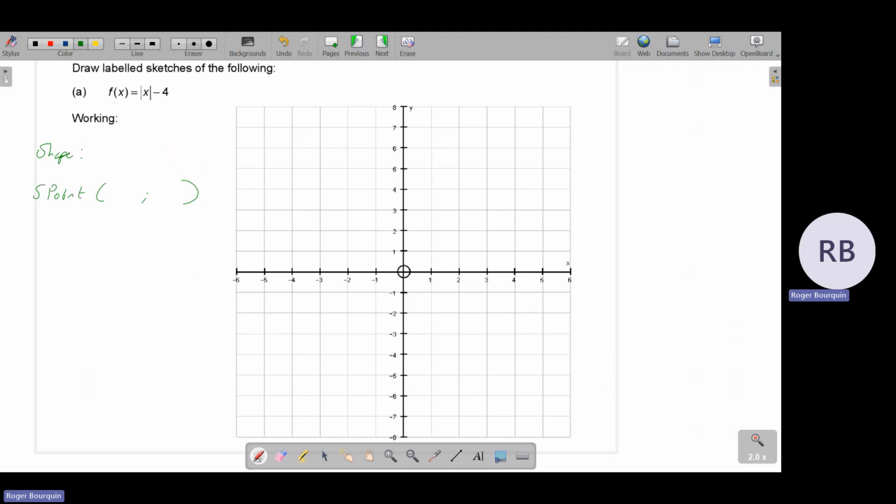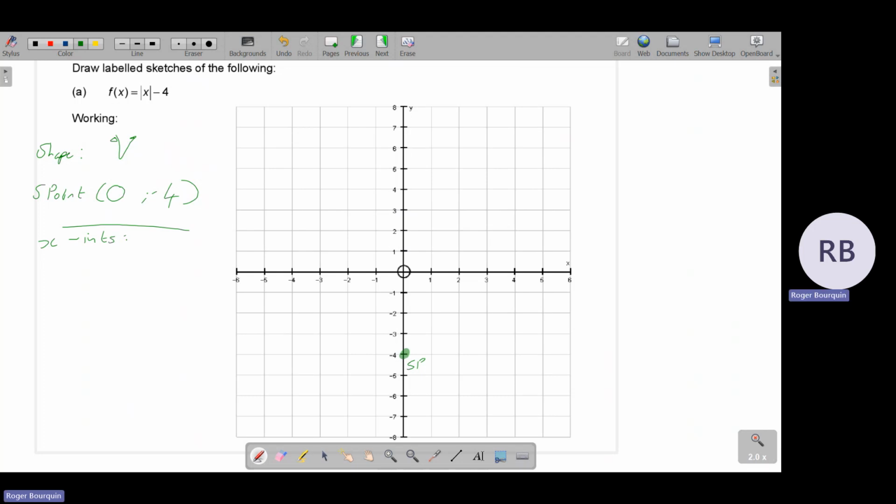So what's the shape? Happy or sad? Happy, right? So the shape's going to be like this. And what are the coordinates of your salient point? It's going to go through 0, -4, which is somewhere over here, and it's going to be happy. Is it going to cut the x-axis? Yes. That's where it turns, so this is your salient point. It's happy, so it's going to cut the x-axis. So go find your x-intercepts.